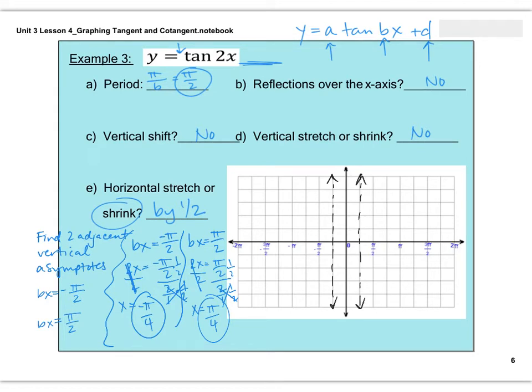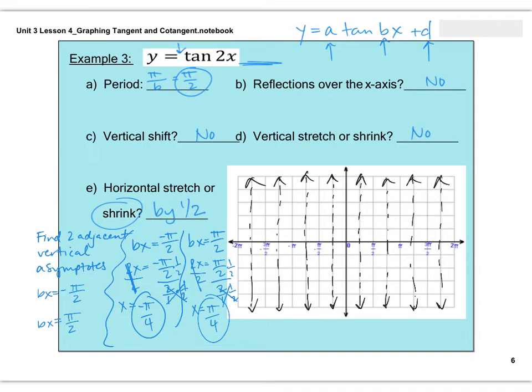Now we're going to repeat that. So it looks like every two boxes we have to repeat. So we draw those in. And yes, I want you to fill in the whole graph. I want you to graph everything you can see here, I guess, is what I'm trying to say. All right, so there's all the vertical asymptotes.